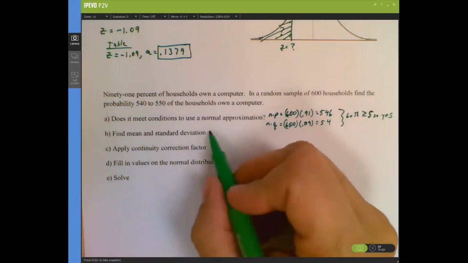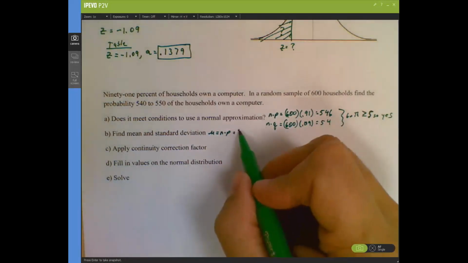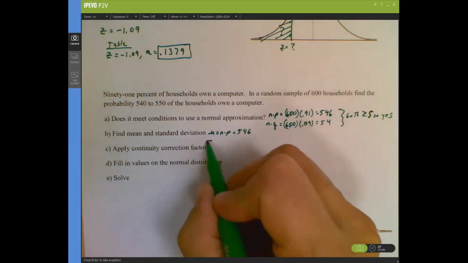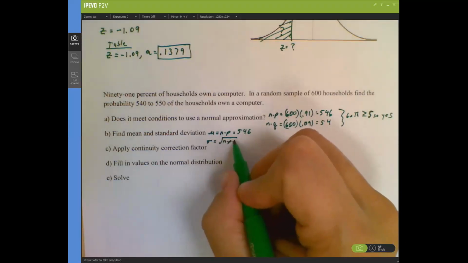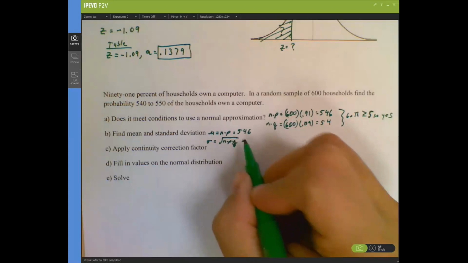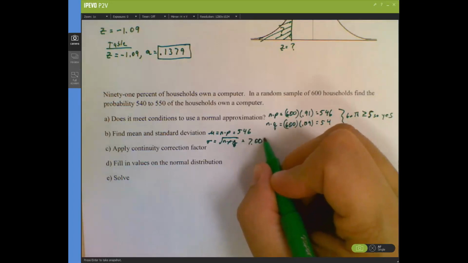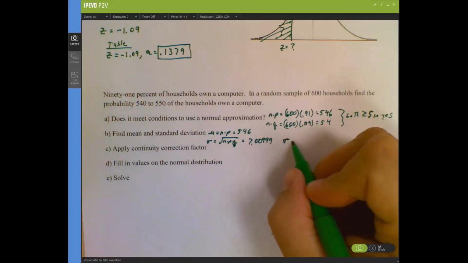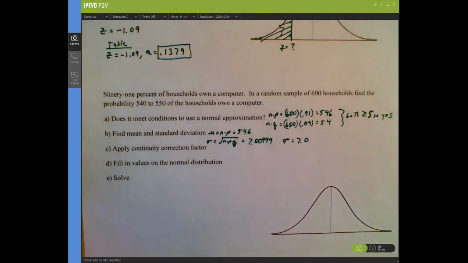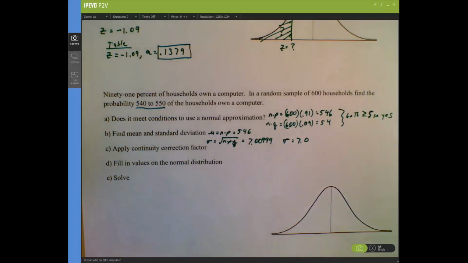Okay. Find the mean and the standard deviation. Mean equals N times P, which we've already found is 546. Standard deviation equals the square root of N times P times Q, which in this case is 7.00999. We're going to round it to 1 decimal place. So I have 7.0. We are now ready to apply our continuity correction factor for 540 to 550.